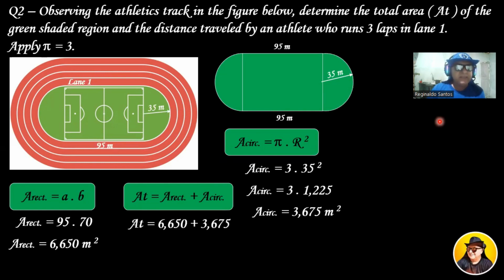And so now we are going to sum them up. We'll have 6,650 plus 3,675, which is 10,325 meters squared.